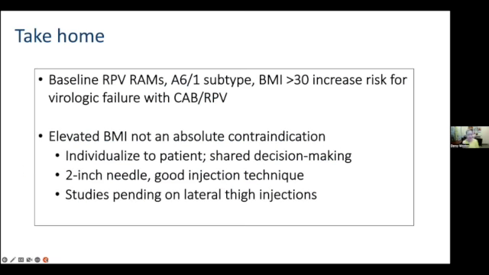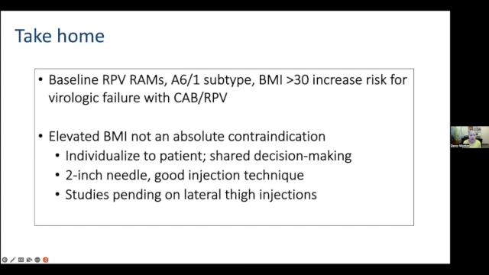So take homes from this, again, I won't belabor the risk factors for virologic failure. I think the real question I'm facing in clinical practice is, what do I do with patients who have an elevated BMI? My practice, at least right now, is that elevated BMI, particularly between 30 and 35, is not an absolute contraindication. Once somebody's BMI is over 35, I'm more likely to start a GLP-1 receptor agonist, see some weight loss, and then switch over to long-acting injectable cabotegravir/rilpivirine.